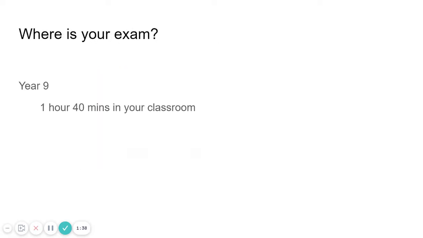So let's go through where your exam is first. Year 9, you will have 1 hour, 40 minutes to complete your exam and it will be in your classroom. Your teacher will do it in your classroom and it will be for 1 hour and 40 minutes. It will be under exam conditions, so you're expected to work in silence, come prepared into your exam and work hard for 1 hour and 40 minutes to make sure that you secure as many marks as possible to ensure that you achieve the grade that you need and want.